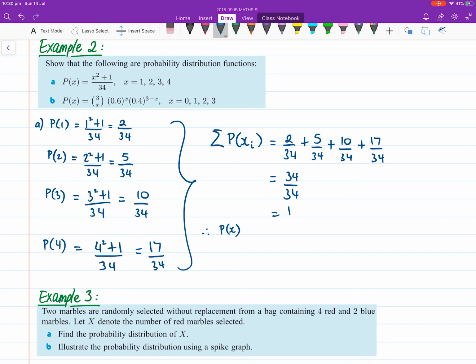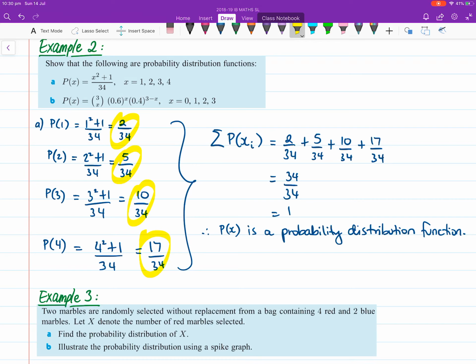So therefore, p(x) is a probability distribution function. You can also see that each of these is less than 1, isn't it? It can't be more than 1, though it could equal 1, so that's okay, it makes sense. All good.